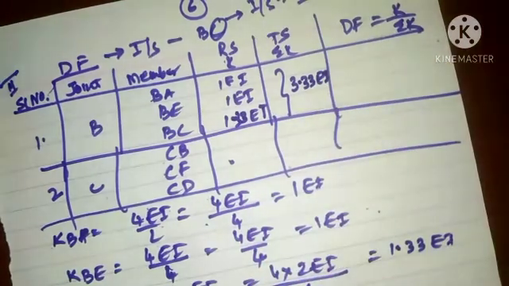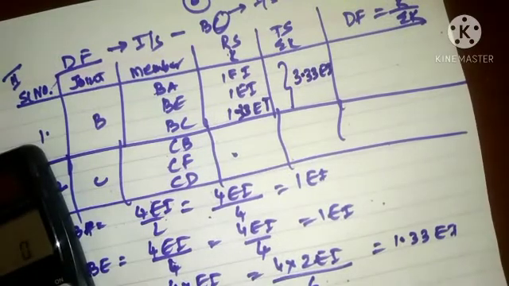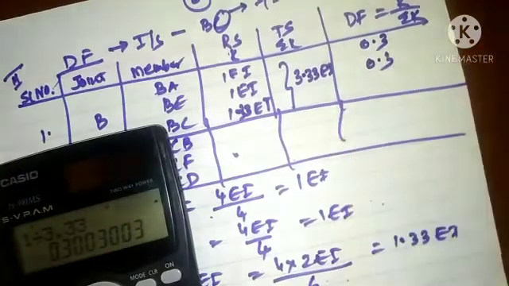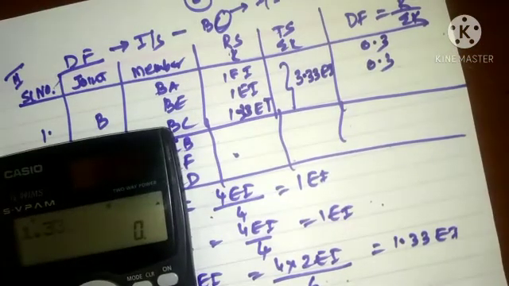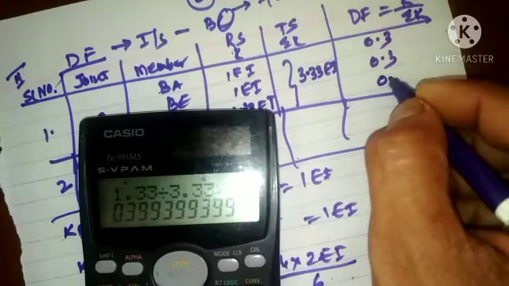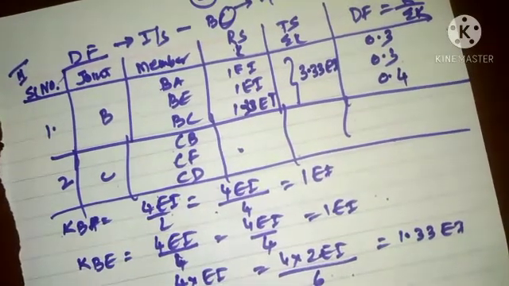So the individual distribution factor, if you need to check, will be 1 divided by 3.33, which comes as the first one 0.3. Similarly, the second one will come as 0.3. Then the last one, 1.33 divided by 3.33, comes at 0.39. We need to make it 0.4. So these are the distribution factors for support B.